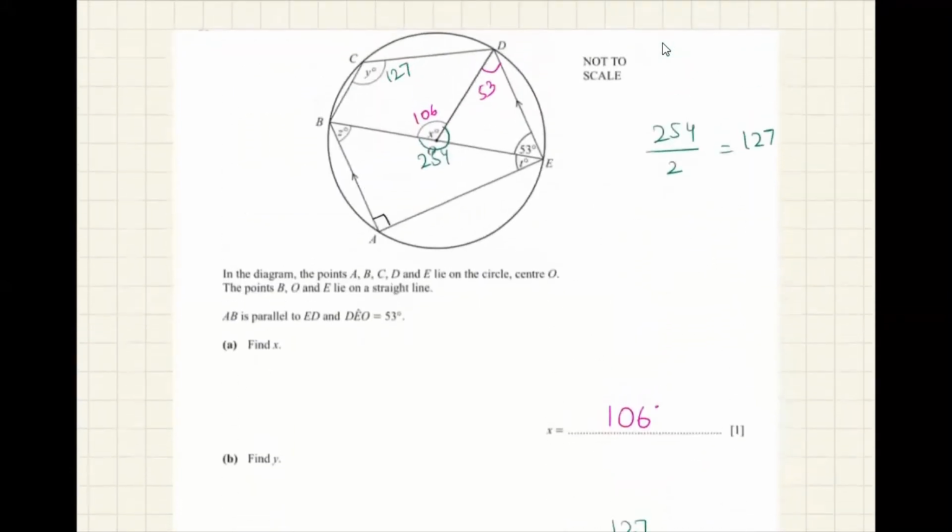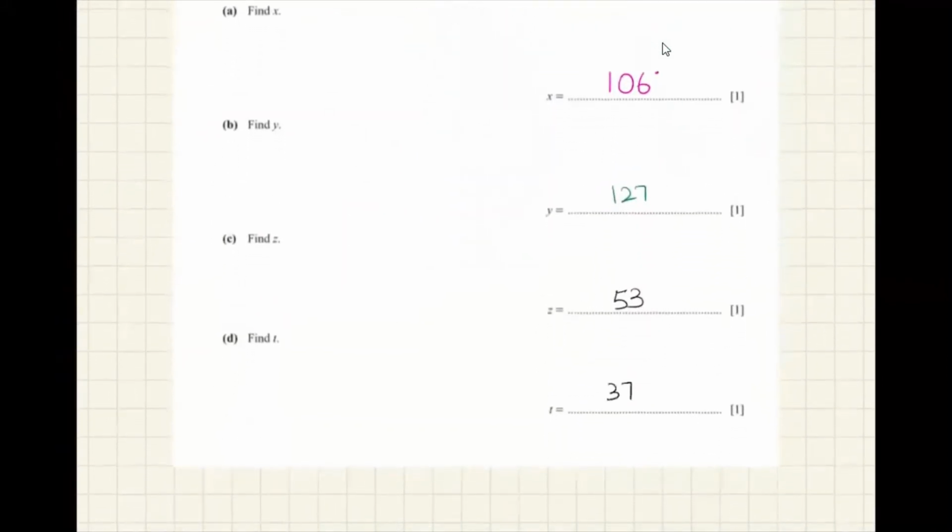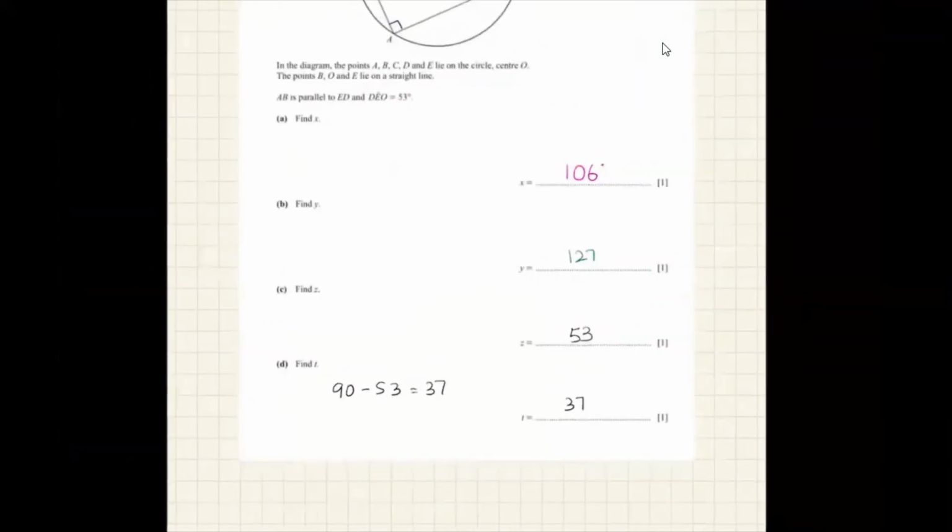Find T. Now we will be using the 90 degree that we just made. So this is a 90 degree. We have Z, which is 53 degrees. 53 plus 90 plus T is equal to 180 degrees, and hence T is equal to 37 degrees. I'll just write it down. 90 minus 53 is equal to 37. This is how I calculated it.